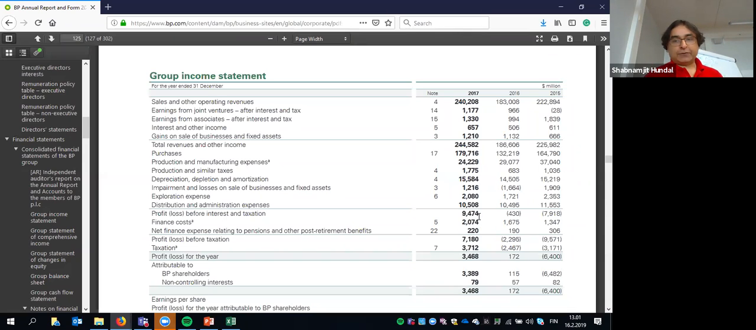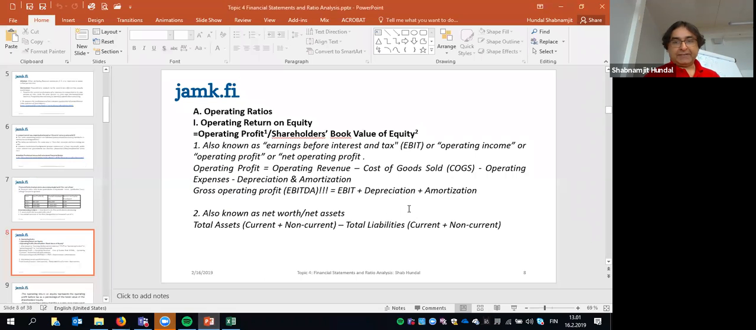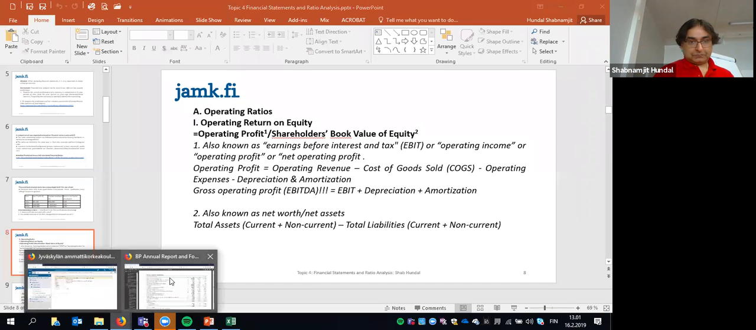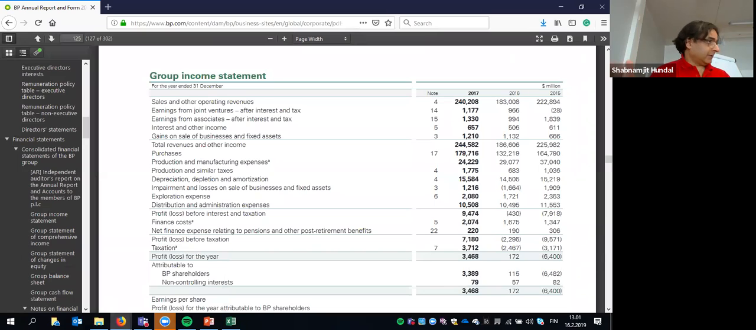So I have 9474. The next thing I need is net worth, net assets, or what we call more technically, the shareholders' book value of equity. Remember, it's the book value of equity, not the market value of equity. Okay? To see the book value, you need to see the books. To see the market value, you see the market value. I'll come to that market value later. So comparing the book value versus the market value tells you how much overpriced the stock is, right? We use a ratio called price to book ratio, yeah? But I'll come to this later.